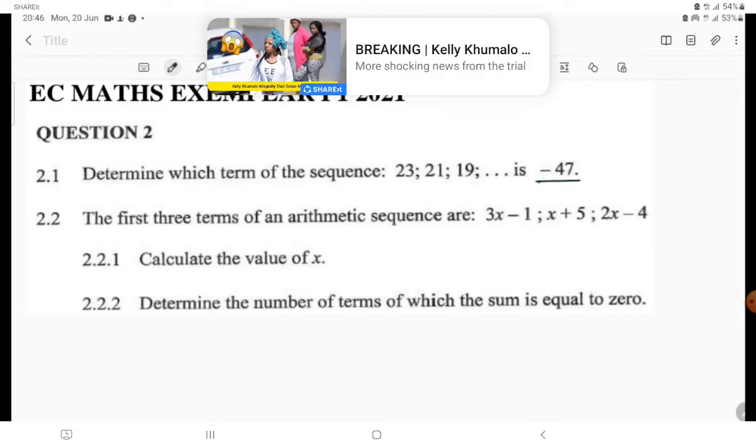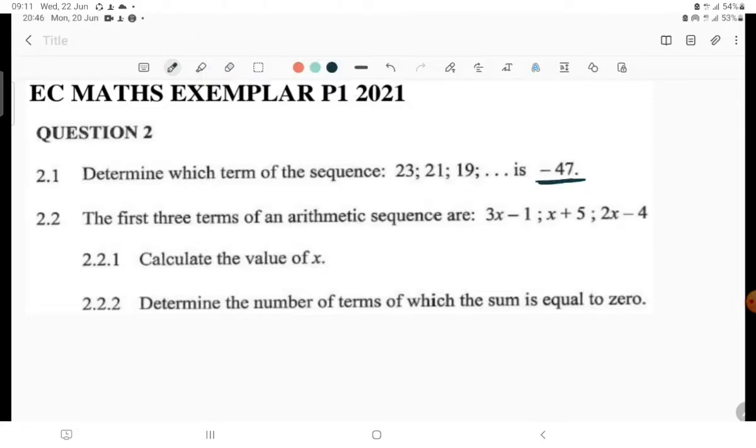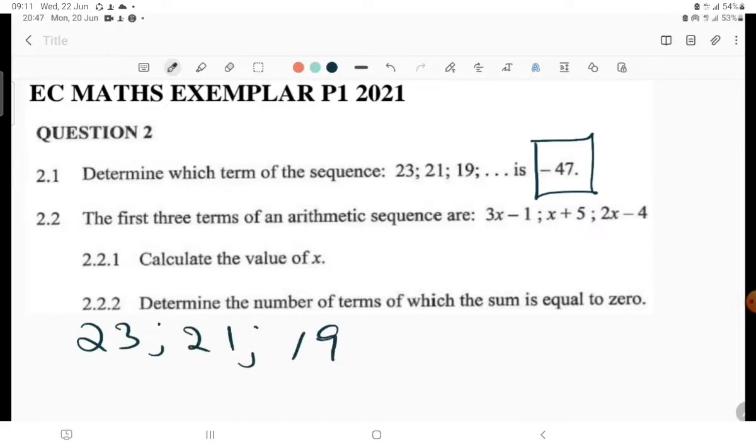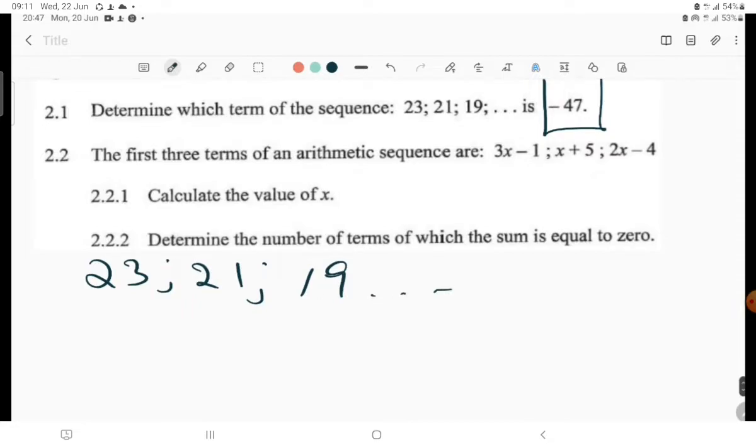And you can just take this negative 47 as your last term, because when you have the last term, you just treat it as a Tn. So we are having Tn here, which is equal to negative 47. When you have Tn, we have to find the general term so that we look for the value of n in your general term. So we are having this 23, then 21, then 19, and so on. So we can say negative 47 is our last term.